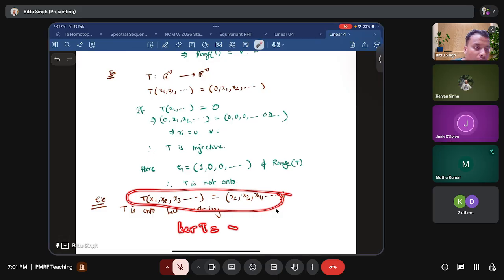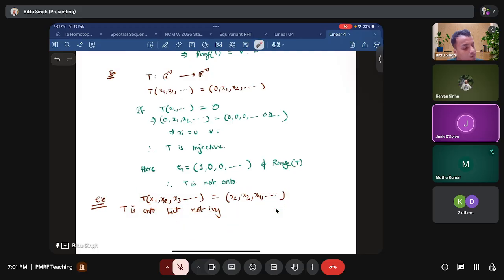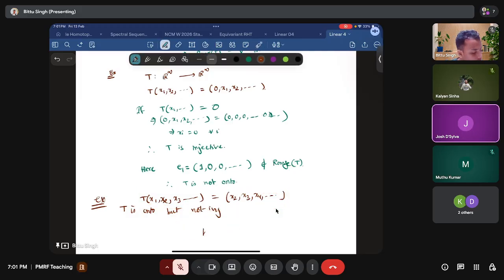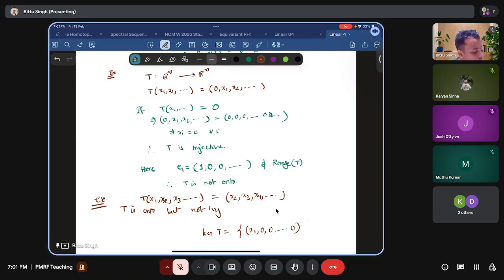Anything where x2 to xn is 0, but x1 can be 0 or not 0, that doesn't matter. Exactly. In this case, the kernel of T will be x1 0 0. Everything is 0, but x1 can be anything, x1 belongs to the real numbers. So it is not injective, but it is onto.